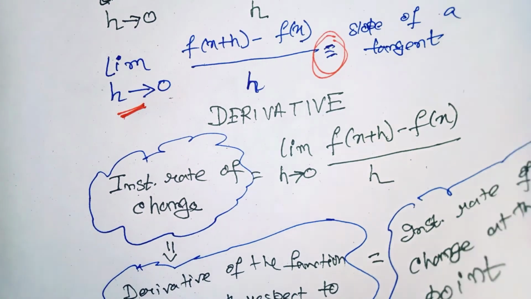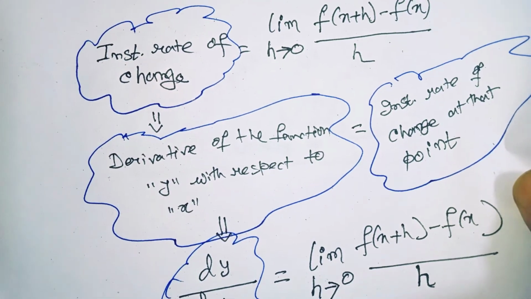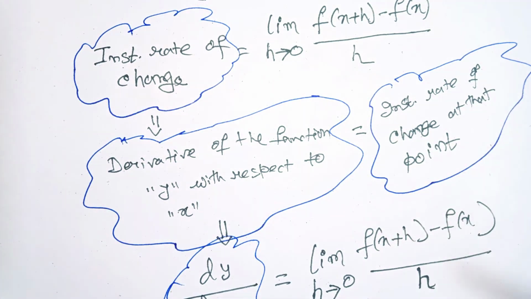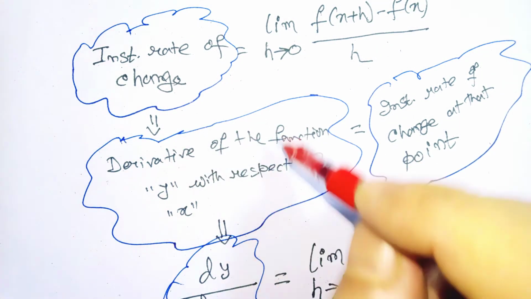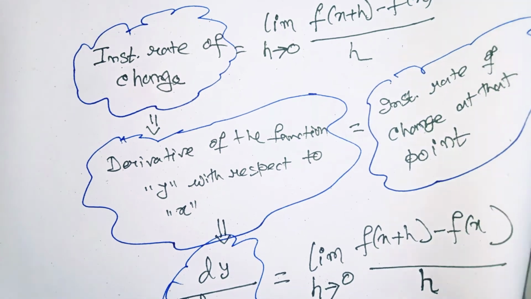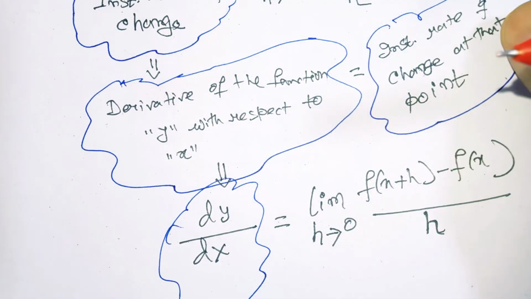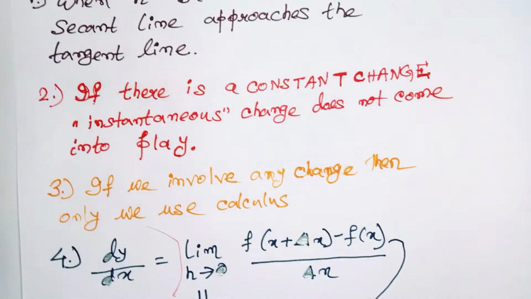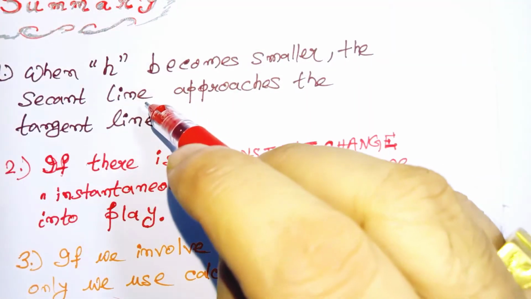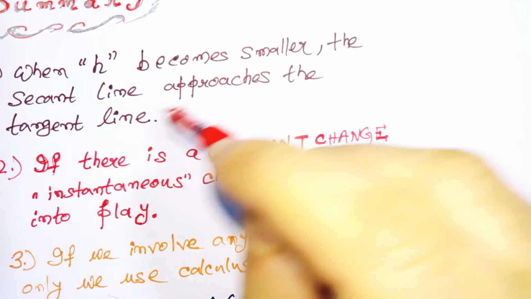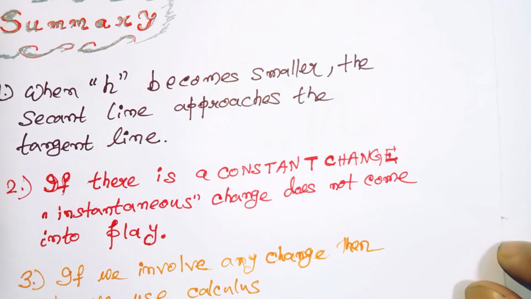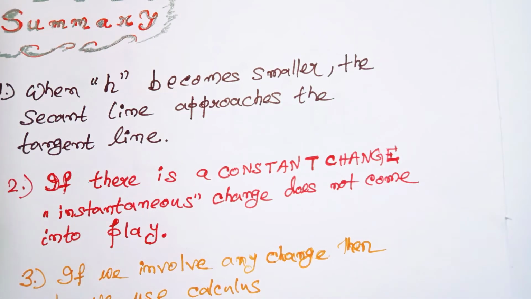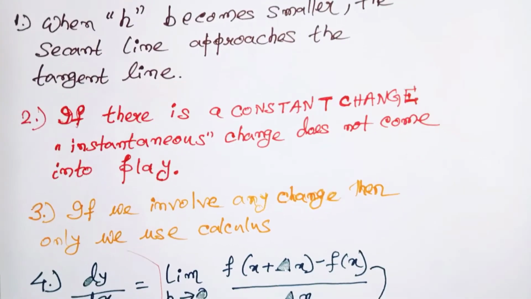And this instantaneous rate of change is called the derivative, which is the crux of this video. This is the instantaneous rate of change at a point. Because we cannot write this literally in English terms, we use dy by dx. Finally, just to summarize: when h becomes smaller, the secant line approaches the tangent line. Obviously, because as h is becoming smaller, the secant line is approaching the original tangent line.